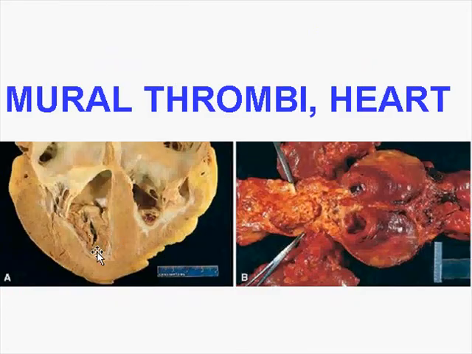Here's a mural thrombus adhering to a ventricle. Here's a mural thrombus adhering to the wall of the aorta. If a systemic arterial blood clot occurs downstream, it's about 3 or 4 times more likely to come from the heart than it is the aorta. But those are the only 2 possible places anatomically, aren't they?